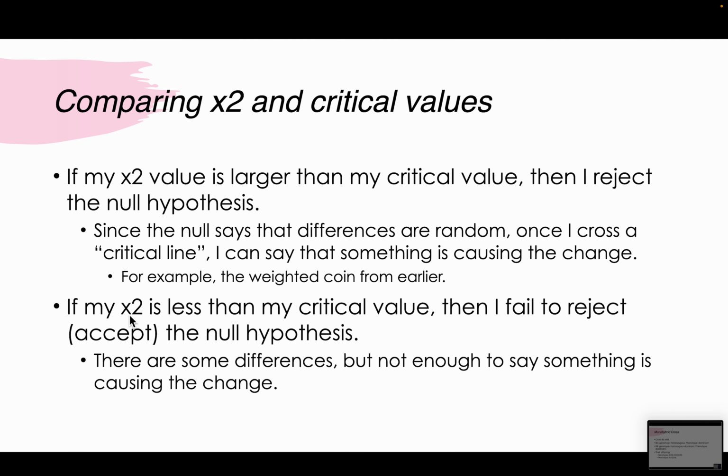If my chi-squared is less than my critical value, then I fail to reject or I accept the null hypothesis. This means, yeah, sure, there's some differences, but I can't confidently say that there is an outside force working on this. So for the coin thing, you could do the 53 versus 47. It's like, yeah, that wasn't a perfect 50-50, but it still fell within a reasonable range.